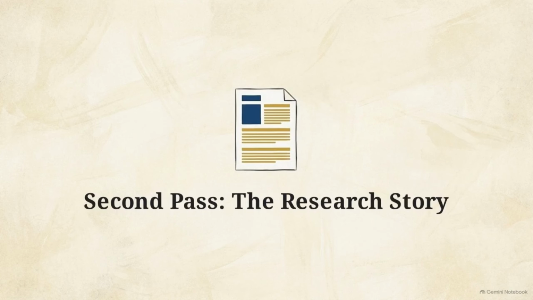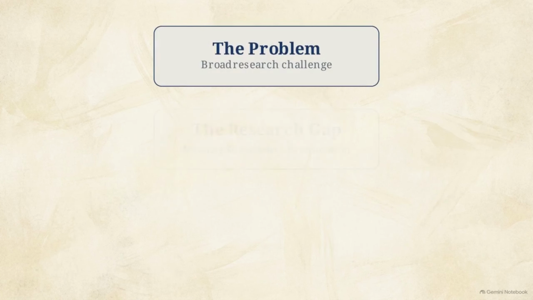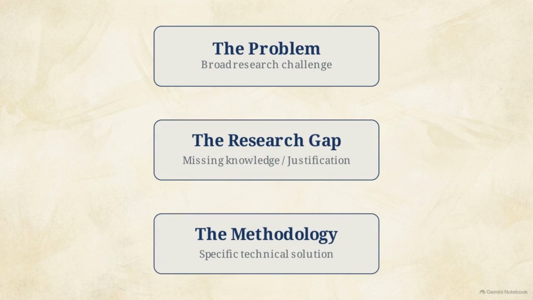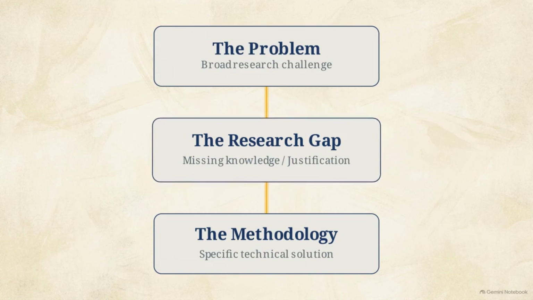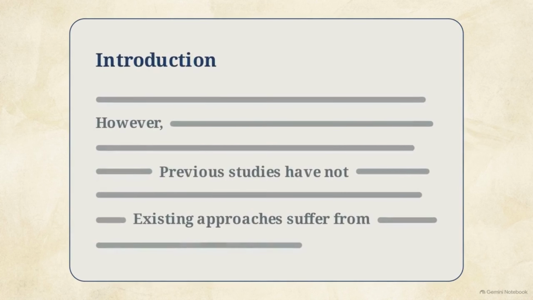If a paper is relevant, move to the second pass to understand the research story. This anatomy shows how a strong paper connects a broad problem to a specific methodological solution. Your primary task is to find the research gap, the specific knowledge that was missing before this study. Look for signal phrases such as "however," "previous studies have not," or "existing approaches suffer from."